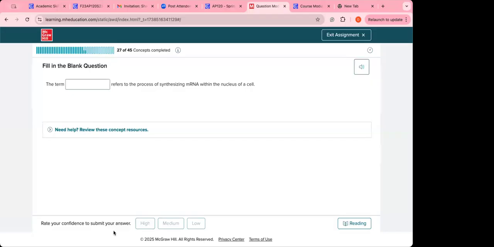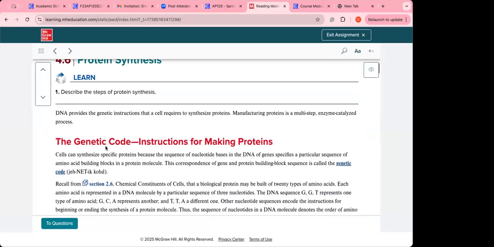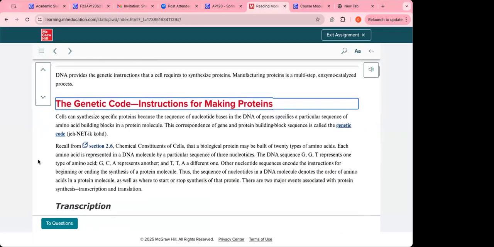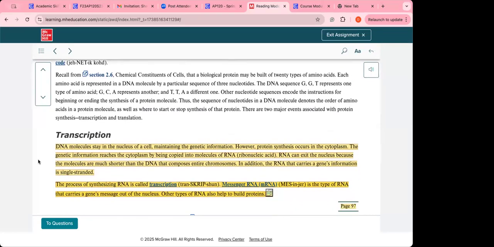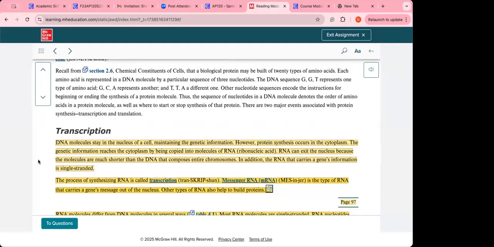Let's look at the book. Scroll down a little bit because we haven't seen. Okay, so the process of synthesizing DNA molecules. In addition, the RNA that connected is single-stranded.